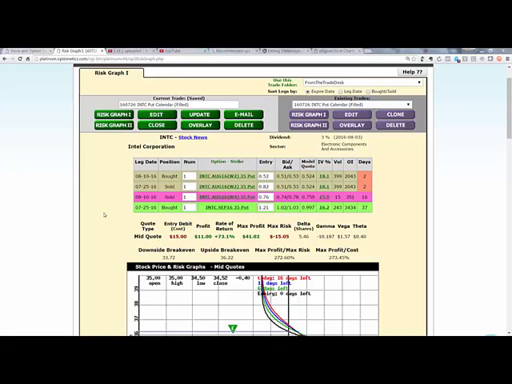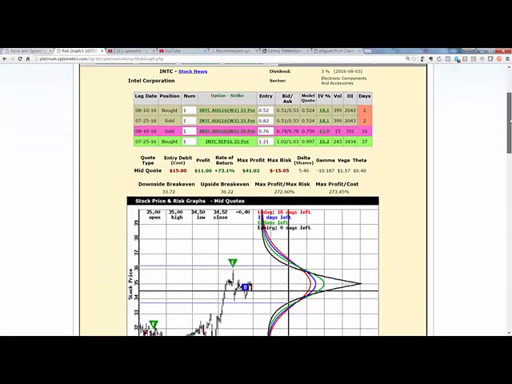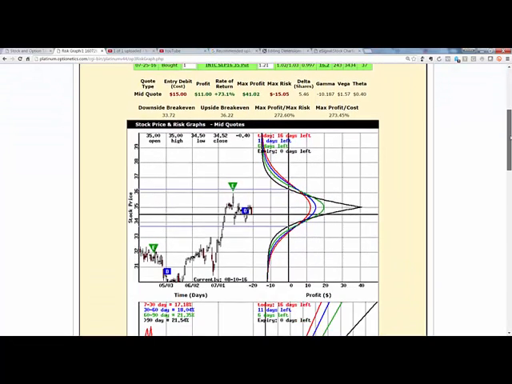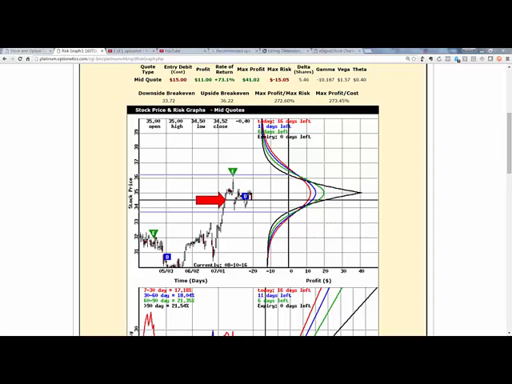Today we're looking at our Intel calendar spread. The stock has made a move a couple of days before our short option expires, so we need to make an adjustment. So let's dive right in and take a look at what's going on here. You'll see from the chart that Intel has made a little bit of a move down. It was trading nicely at our maximum profit level, which is the $35 level.